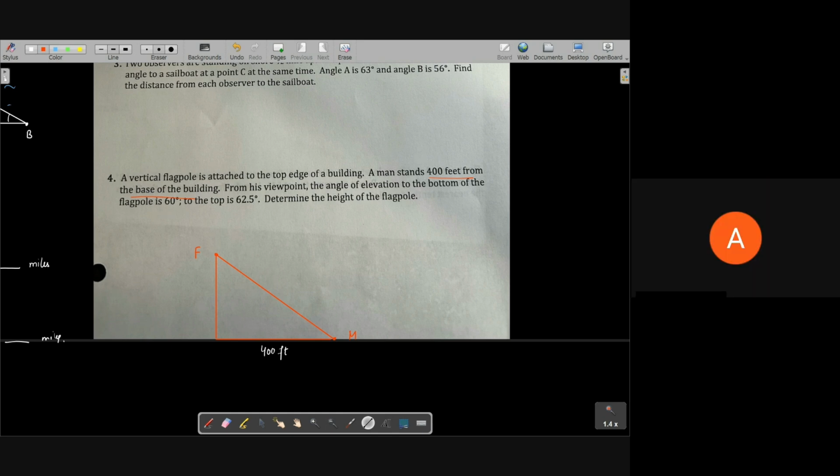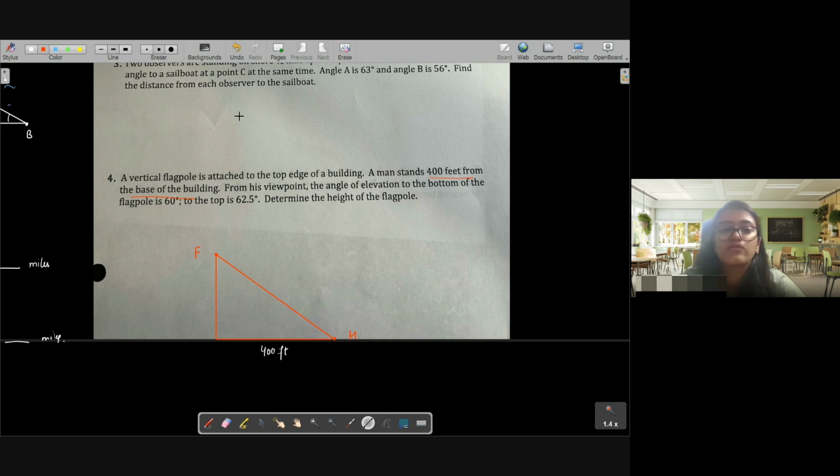In these types of questions, whenever you see the base of the tree, the base of the lighthouse, or the base of the building, you have to take the distance from ground level, because the base is always on the ground. So that's why this 400 feet distance is from ground level. This is the base of the building, so I'll call it B. And this is the flagpole at the top. The angle of elevation to the bottom of the flagpole is 60 degrees.